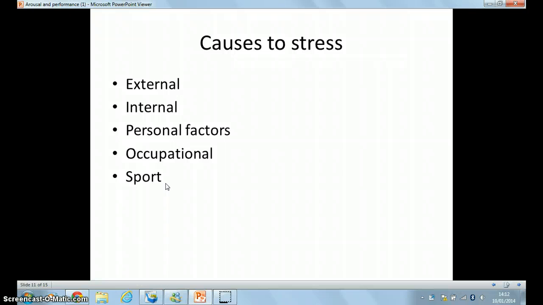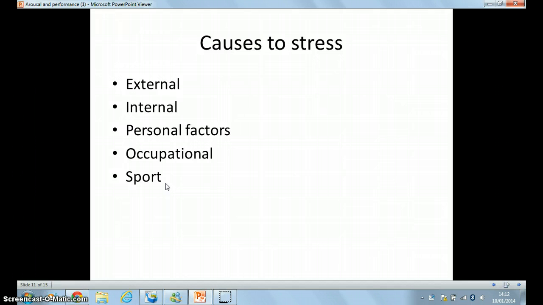Personal factors. So this is not in sport, but it could play on your mind during sport. For example, addictions or money problems. For example, Wayne Rooney had a gambling addiction and he started to play poorly because this was playing on his mind during the games and causing stress to him.